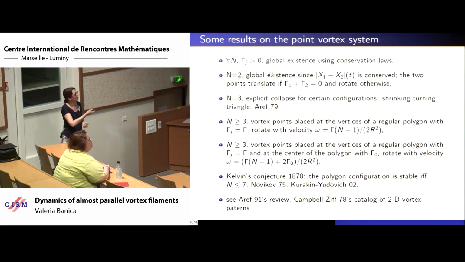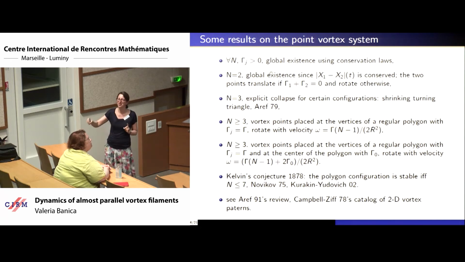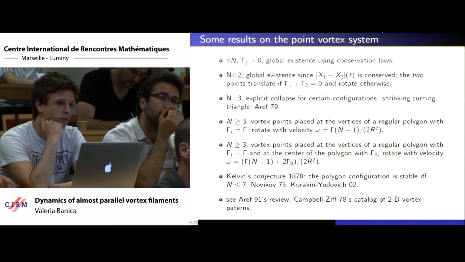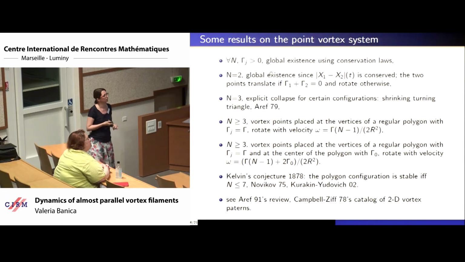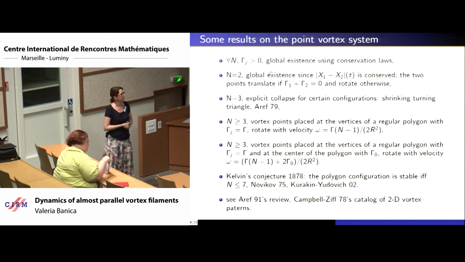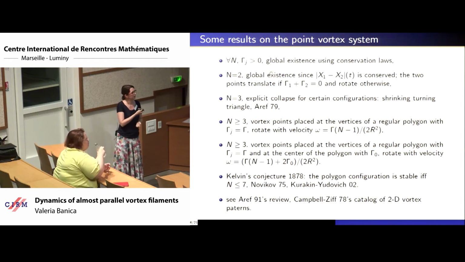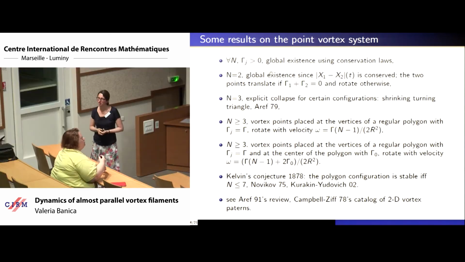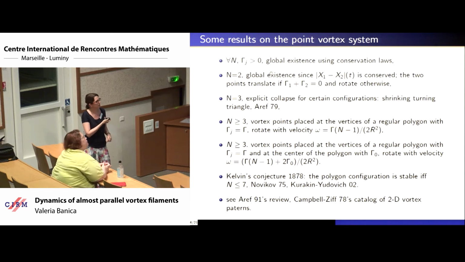Okay, some very important configurations are the ones where you place vortex points at the vertices of a regular polygon with the same circulation, and the configuration rotates with an angular velocity that depends on the number of points, and also on the circulation and the radius of the regular polygon. Also, as before, you can place vortices at the vertices of the polygon and put one in the middle with another circulation, not necessarily the one you put on the vertices, and you get a configuration that rotates with a speed given by a combination. And here we can note that we can choose a gamma 0 in the center such that the configuration doesn't move.